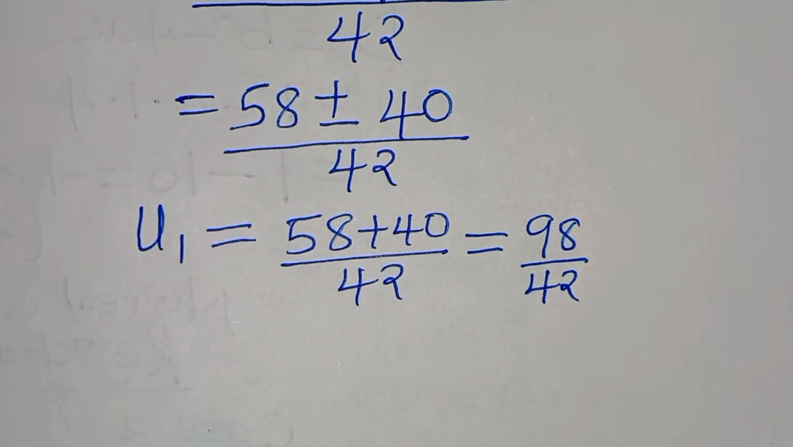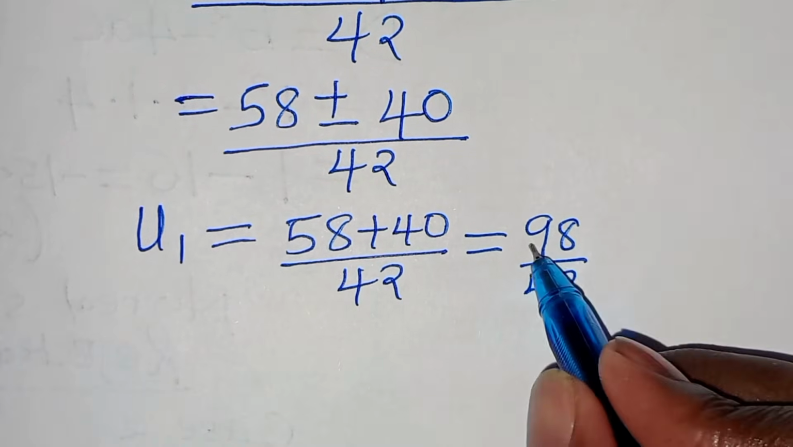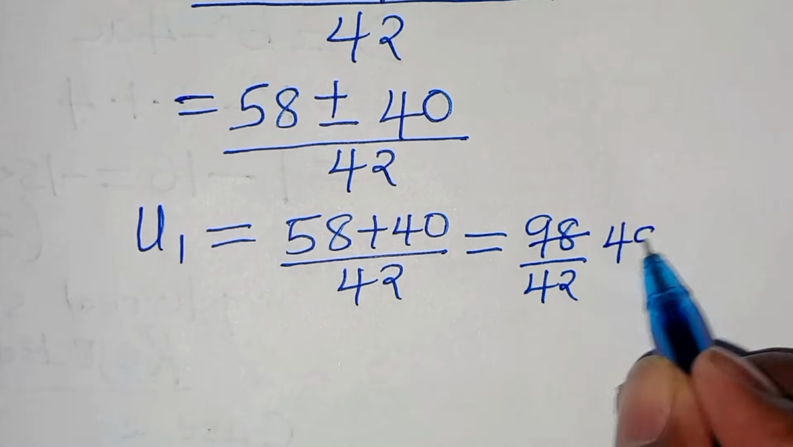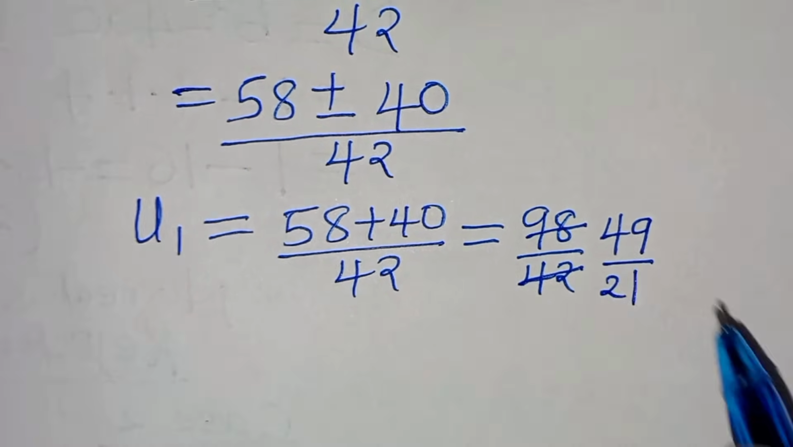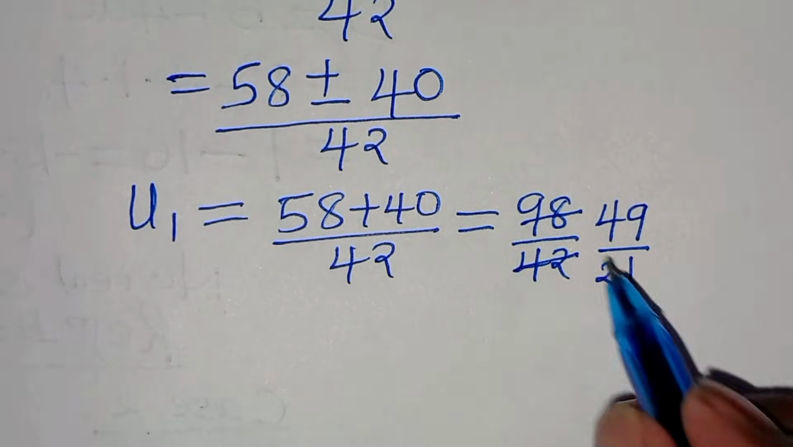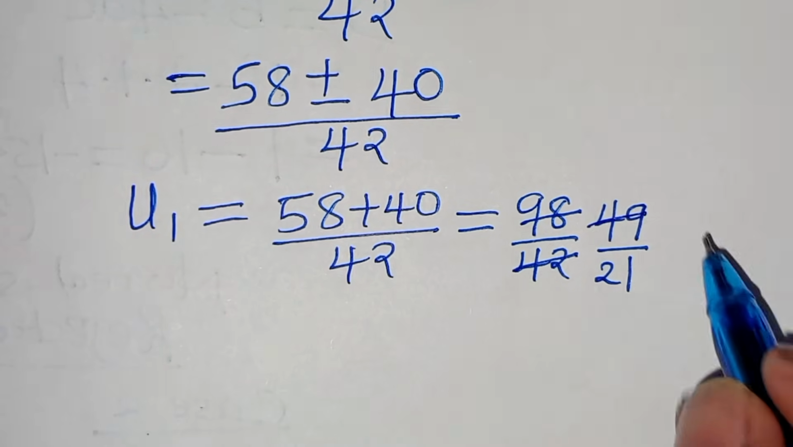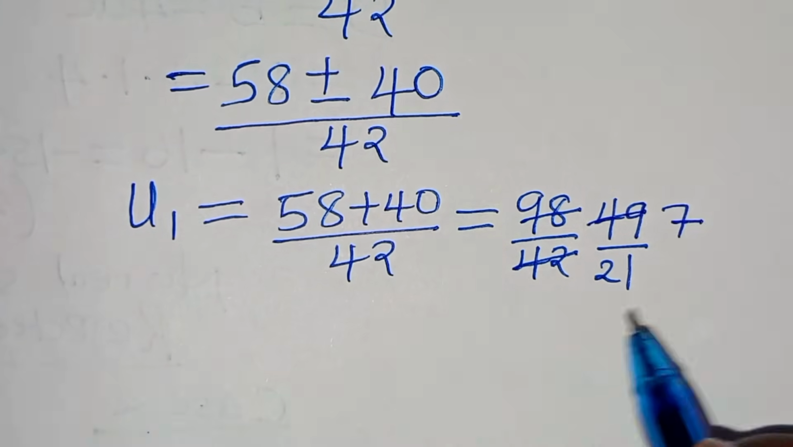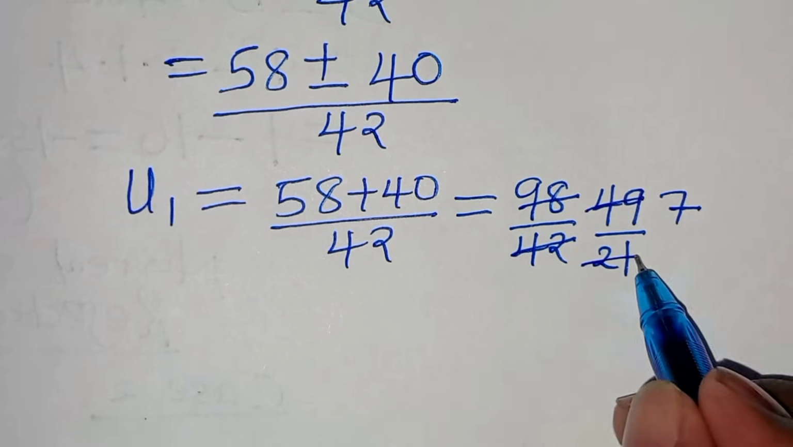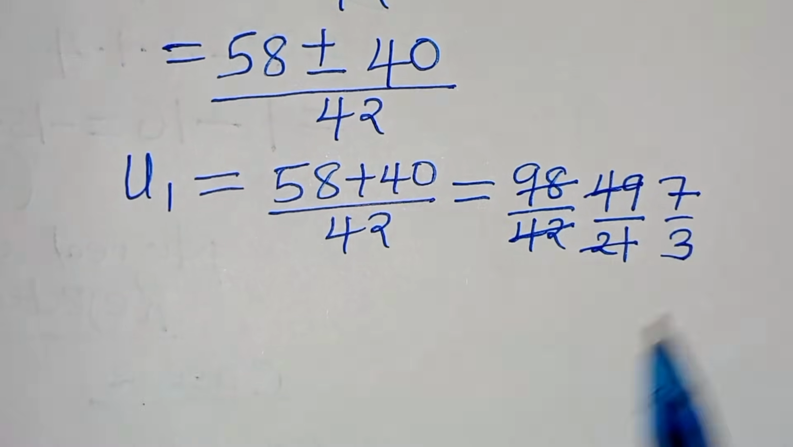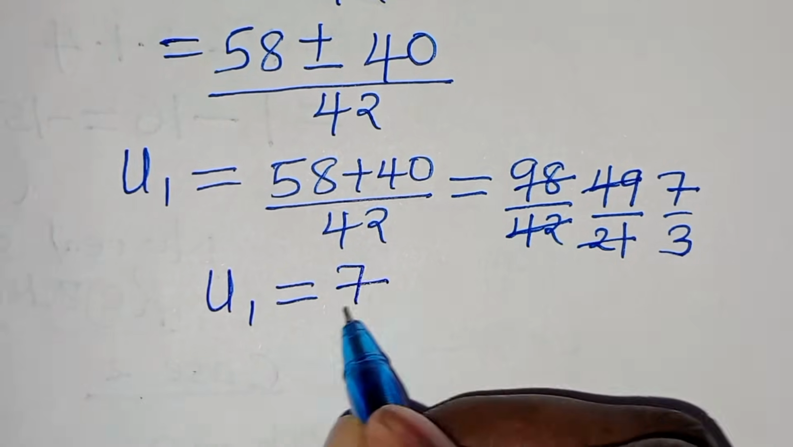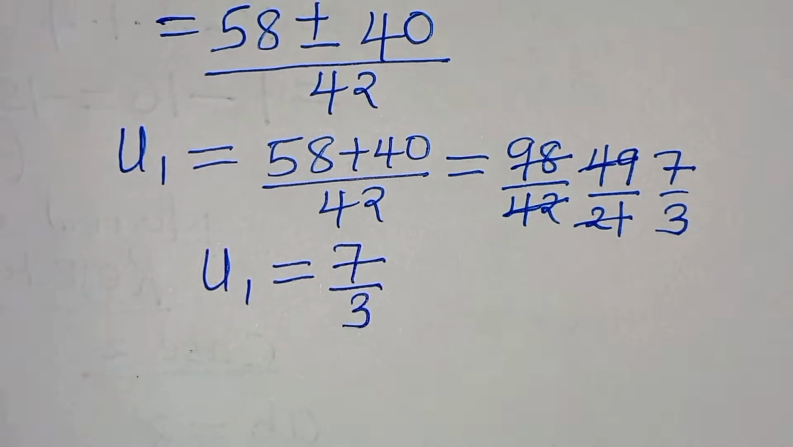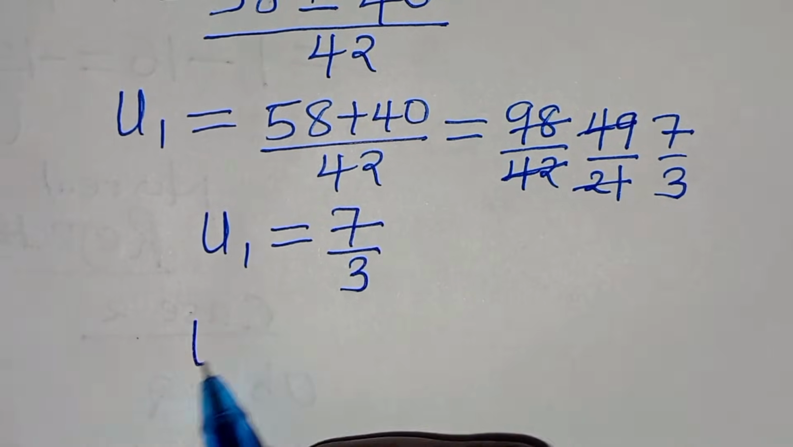Now, we can simplify here. 98 divided by 2, this is 49. 42 divided by 2, this is 21. So that now 49 divided by 7, this is 7, and 21 divided by 7, this is equal to 3. So this means that u1 is equal to 7 over 3. Now let's solve for u2.